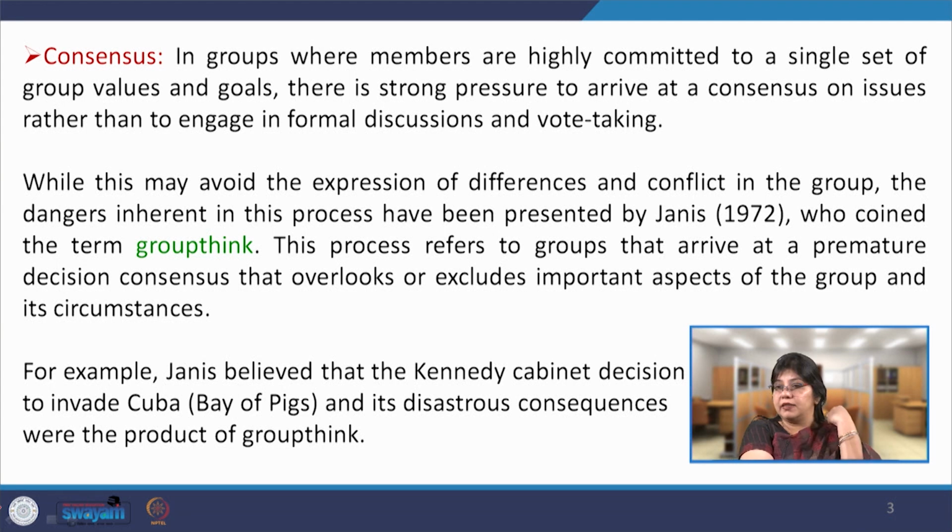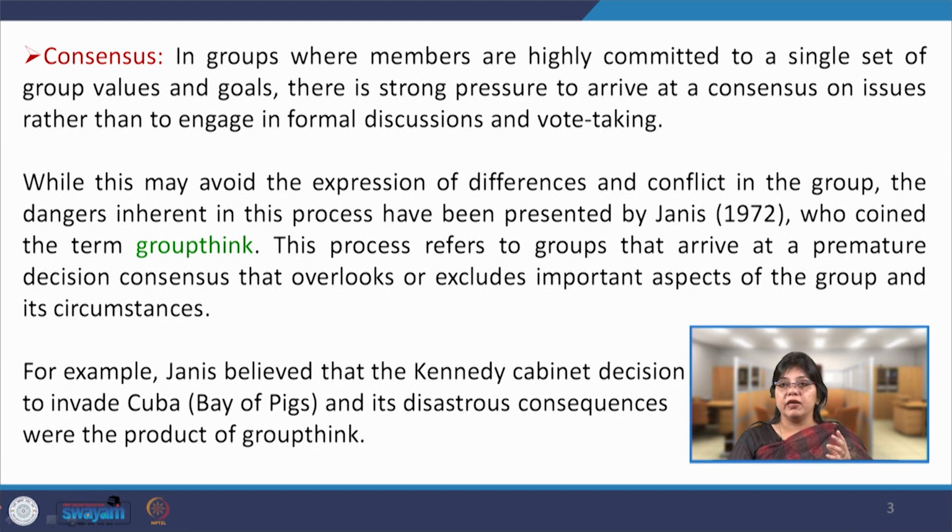The first is consensus. As the term implies, group members will conform or comply to the group decision based on consensus. Every member would have a strong opinion about one decision and every member would comply with it, and that forms consensus. In groups where members are highly committed to a single set of group values and goals, there is strong pressure to arrive at a consensus on issues rather than to engage in formal discussion and vote taking.